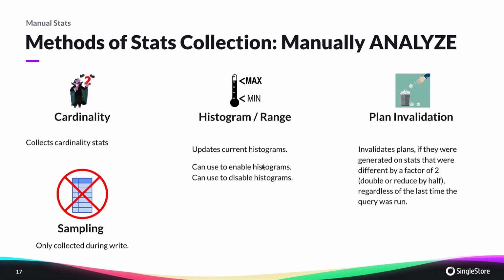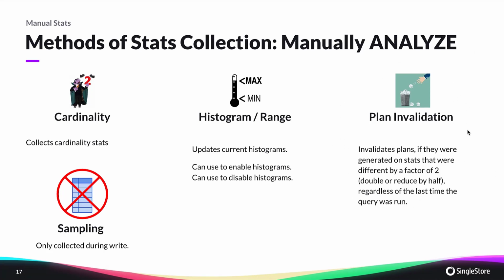You can also use a slightly different command, analyze table name, column, and then you list the column name and tell it enable, and that will create a histogram on the columns that you indicate. Or you can tell it column and disable, and you can use that to disable histograms that you currently have. For sampling stats, that's only collected when there's a write happening, so we don't collect any stats for it with analyze. But analyze has this other behavior that you don't really get anywhere else.